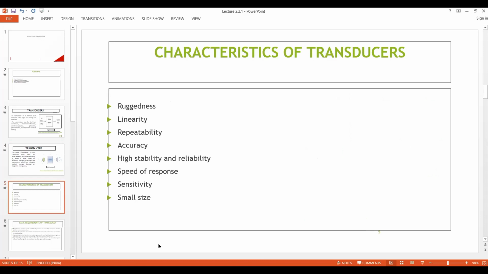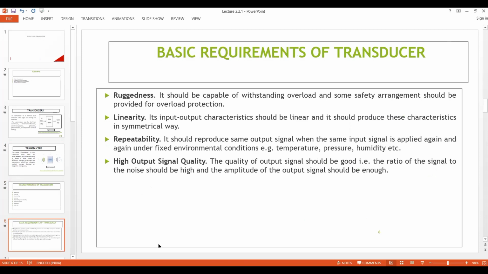Characteristics of a transducer: we can say there are eight characteristics in a transducer: ruggedness, linearity, repeatability, accuracy and high stability, definitely reliability, and speed of response. The speed of response should be very, very high. Then sensitivity in a small size. So I'm going to discuss these requirements of a transducer in detail.